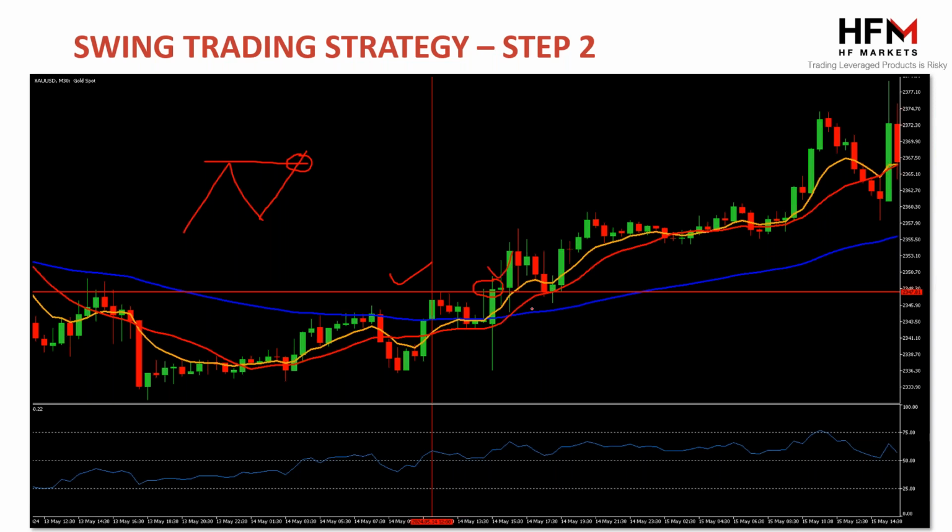So this is where we enter the first trade. Okay, this is step number 2. This is where we enter the first trade, and also this is where we will put our pending order. Now stop loss will be very far away. We're going to look at where potentially we're going to be putting our stop loss in a moment.